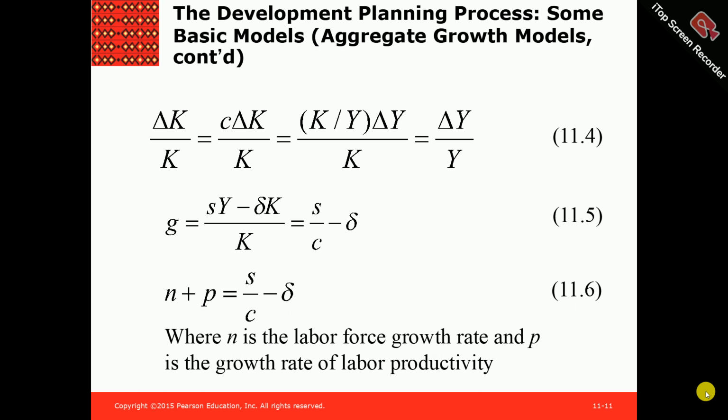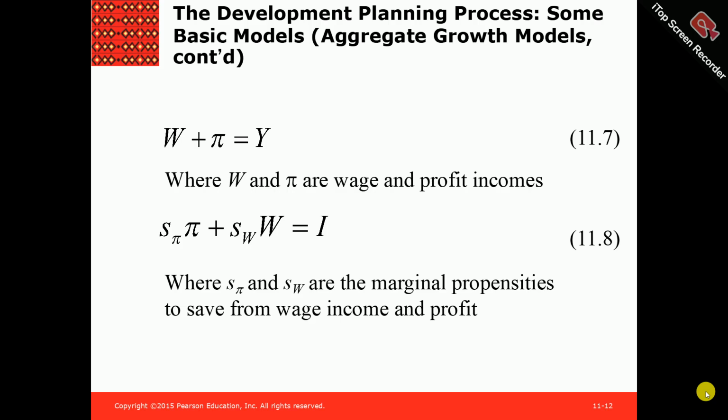If we manipulate these equations, finally we have n plus p is equal to s over c minus sigma, where n is the labor force growth rate and p is the growth rate of labor productivity. W plus pi is equal to income, where W and pi are wage and profit incomes, and then we have this equation where S pi and S sub W are the marginal propensities to save from wage income and profit.